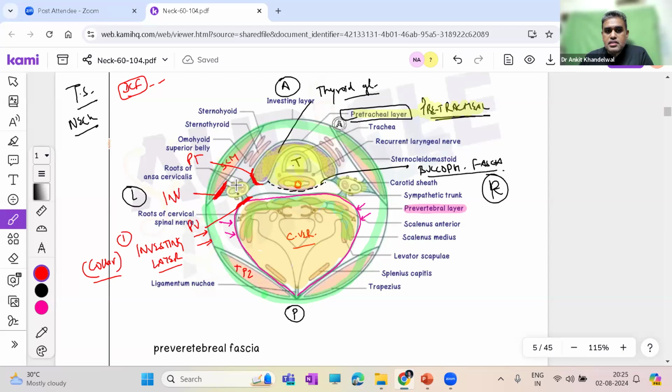And all of these 3 are close to what? They are close to the carotid arteries over here. And they are close to what? They are close to the jugular veins over here. Therefore, these 3 contribute to form the carotid sheath over here.